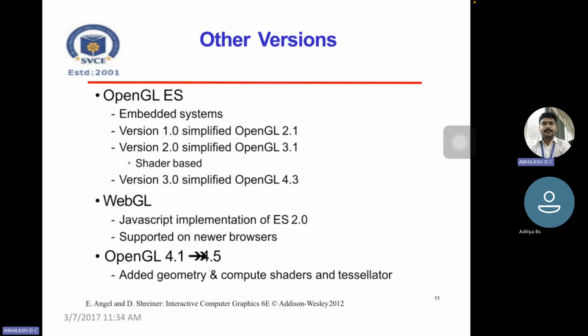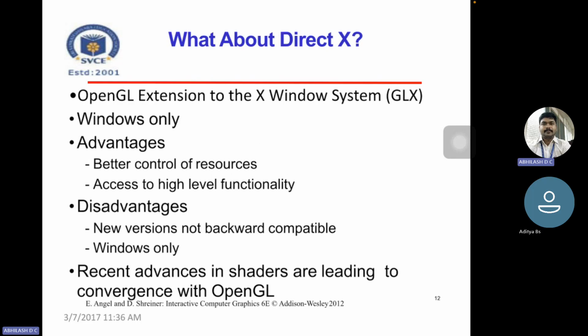So WebGL was also introduced, where the browsers also started supporting graphics in their system, to give a smoother user interface. So this is about the OpenGL library. OpenGL32 is a separate set of libraries which has been given dedicatedly for Windows, and libGL.a is available for the Linux systems.